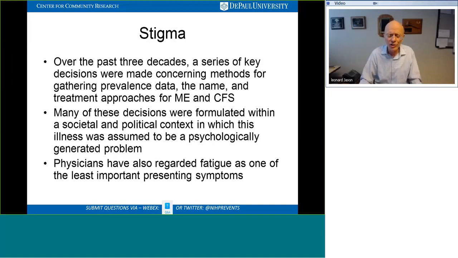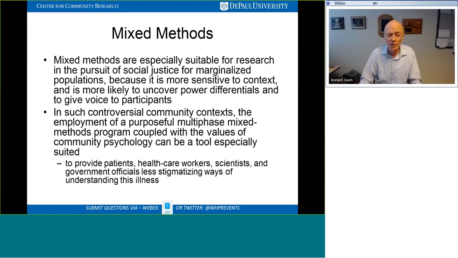Most of these decisions were formulated within a societal and political context in which this illness was assumed to be a psychologically generated problem. Physicians have also regarded fatigue as one of the least important presenting symptoms. Mixed methods were especially suitable for research in pursuit of social justice for marginalized populations like those with ME and CFS because it's more sensitive to context.